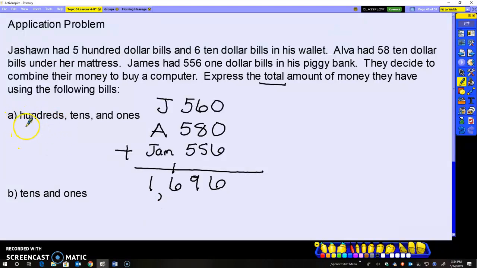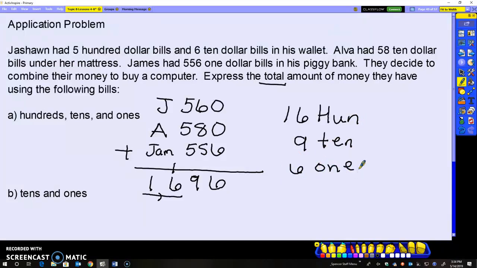They want me to show it in hundreds, tens, and ones. So I'm going to go ahead and pull out the hundreds, and in this case these 16 are hundreds, so 16 $100 bills. I'm going to have 9 $10 bills, and I'm going to have 6 $1 bills. Okay, so there's one combination that they could have in their money.